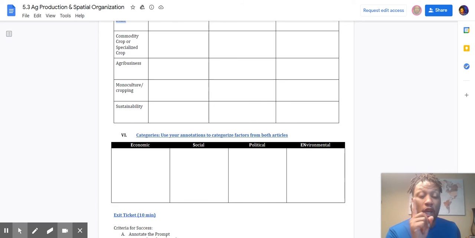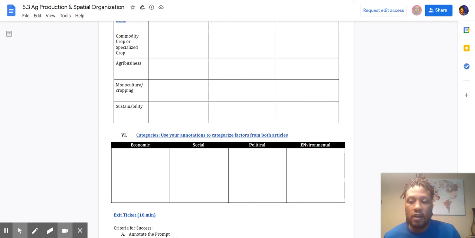Why? Because within one sentence, you might have an example for economic, social, and political, all in one sentence. And because we're talking about agriculture, you can bet it's going to be a whole lot of environment. Okay, so look at each individual word. Is this word economic in nature? Is it social? Is it political? Is it environmental? That's how you should be thinking about it.